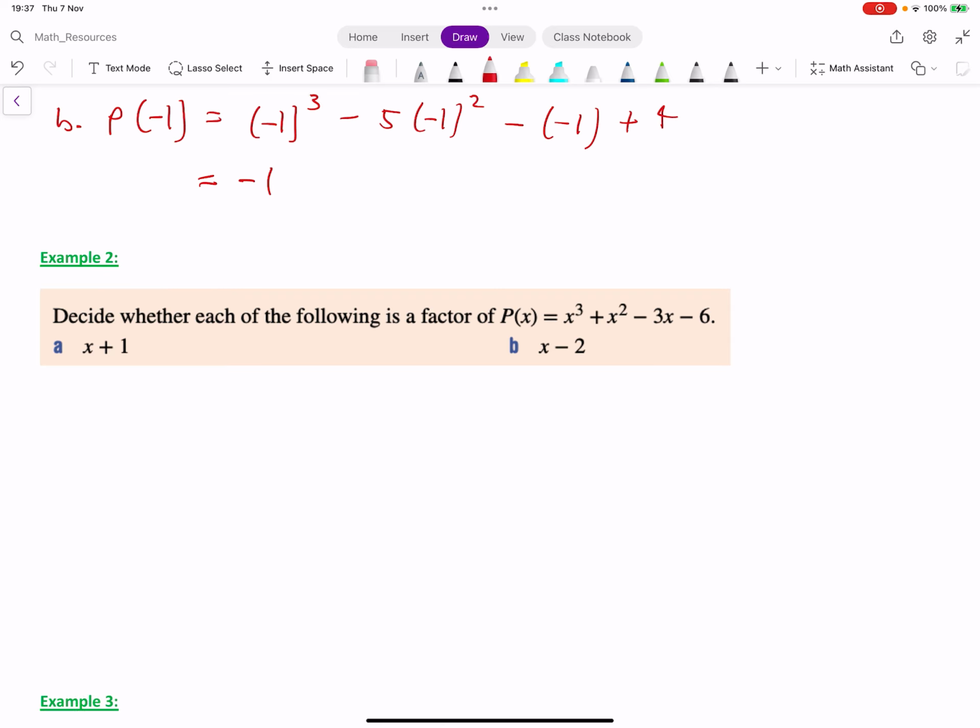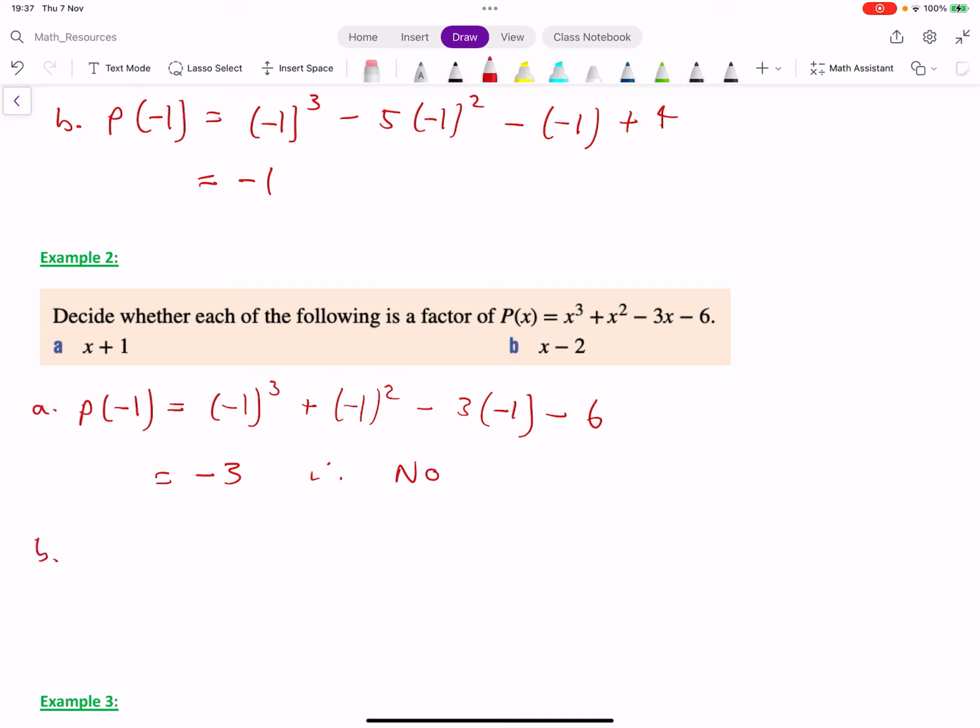Okay, decide whether each of the following is a factor of that function. P of x is x cubed plus x squared minus 3x minus 6. So again, let's substitute in p of minus 1, not plus 1. It's the opposite of what you think, p of minus 1. So minus 1 cubed plus minus 1 squared minus 3 times minus 1 minus 6. I think the answer is going to be, yes, I think it will be, but let's check. Oh no, minus 3, it's not. So therefore, no, it's not a factor.